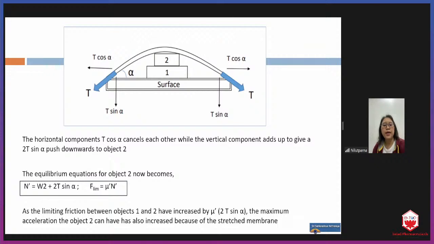Now why? Because the equilibrium for the object 2 is the limiting friction between the vectis and the nuclear fragment, which is increased by the friction between both the objects. So you have to pull it together. Therefore, the maximum acceleration that the object 2 can have also increased, thereby stretching the membrane. In order to avoid that, you have to create the pockets first by creating back cuts on either side of the tunnel, and then only applying your force to drag out the nucleus.